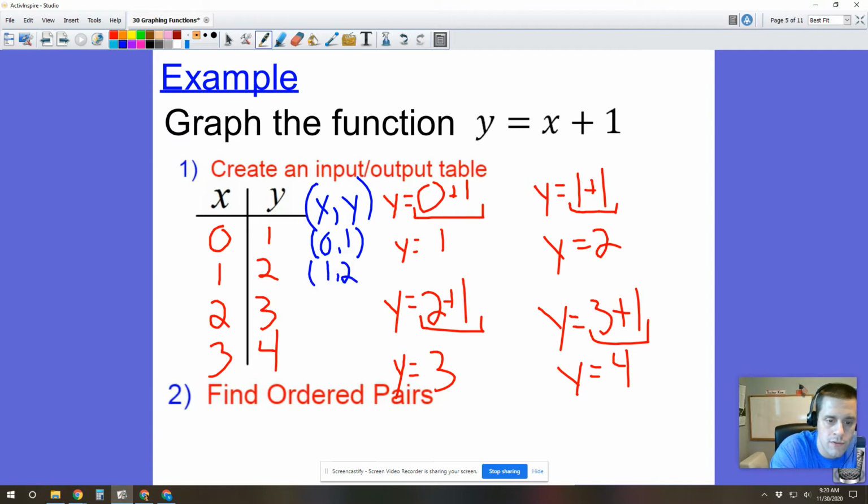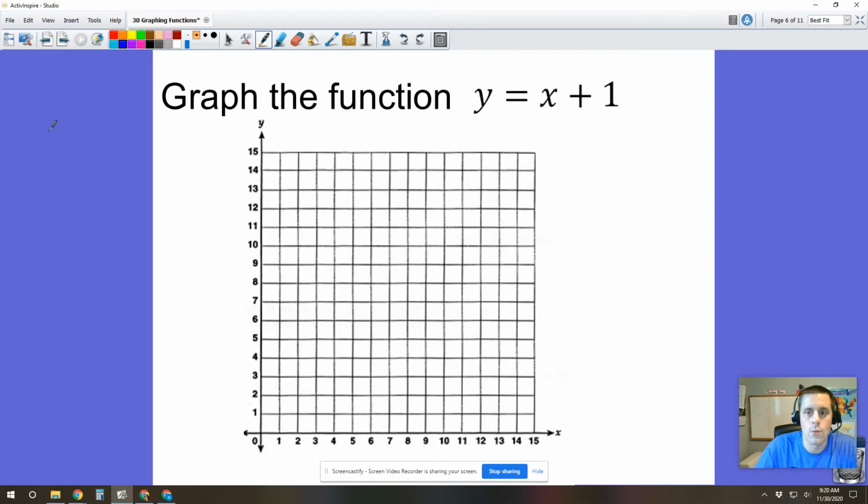1, 2 for my next two values. Next I use an input value of 2, so that's an x value, and that gives me a y value of 3, ordered pair 2, 3, and then finally a 3, 4. So there are the ordered pairs I created for my function table: 0, 1, 1, 2, 2, 3, and 3, 4. Third and final step, you've probably guessed it, we're going to graph those ordered pairs on a coordinate plane.